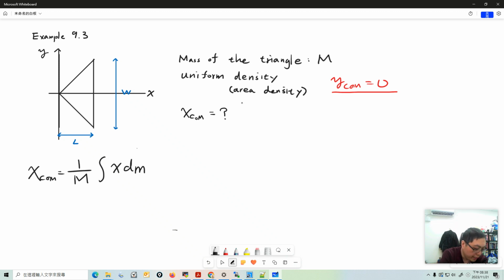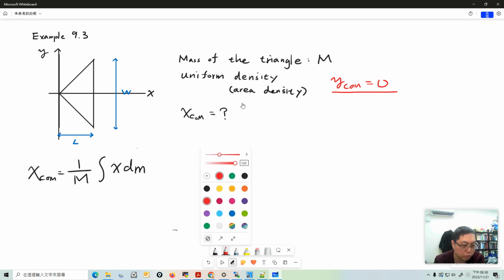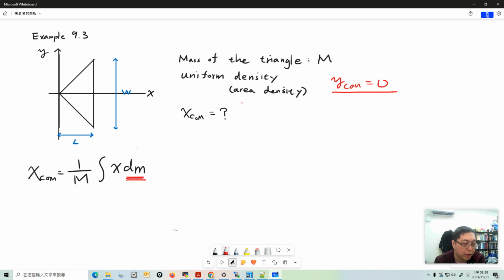In the previous two examples, I said that for this kind of calculation, you must deal with this small dm. You have to find a relationship between dm and x or dx, and replace dm with dx. Right now x dm is not integrable, so you find the relationship, replace dm, and then you can do the integration. So how do we calculate dm?